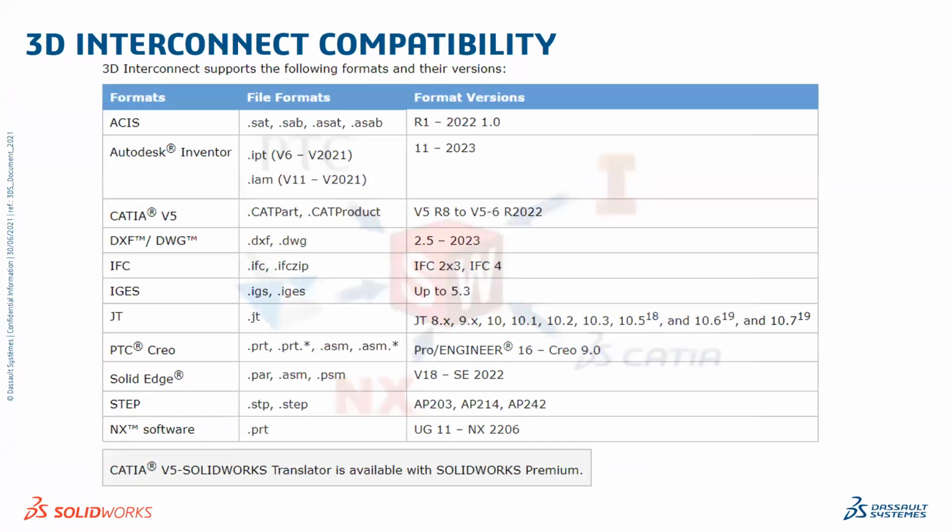Okay, if you have any doubt about which versions of other CAD files are supported here, you can see Autodesk Inventor: versions from 2011 to 2023 are supported. For CATIA V5, you need SolidWorks Premium, then only you can use the CATIA files directly. From version 5 revision 8 to version 5, version 6, CATIA 6 up to 2022, you can use it.